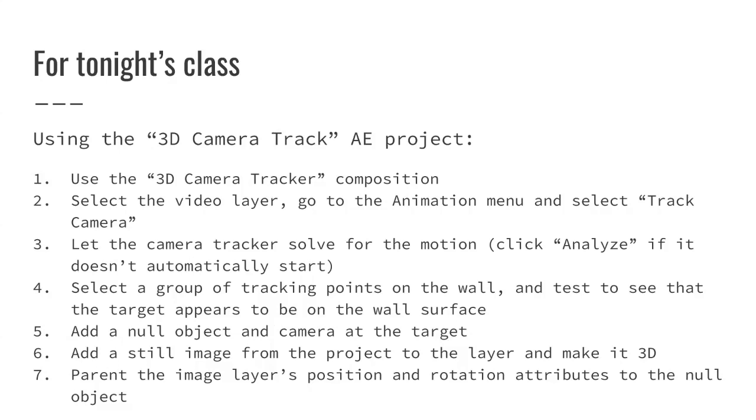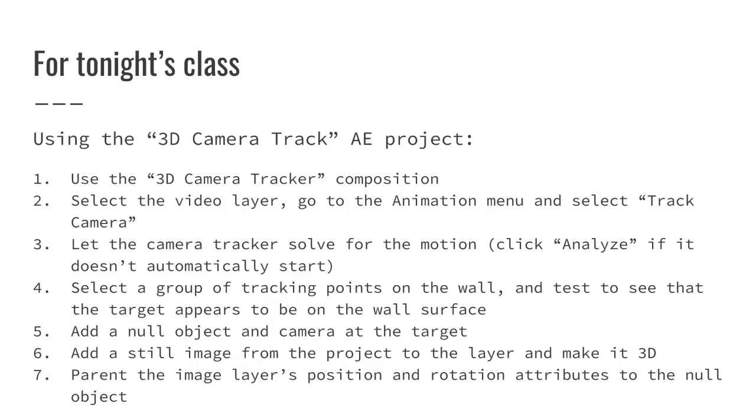Then the last part will be to use the 3D camera tracker comp in that project. You'll select the video layer, go to the Animation menu, choose Track Camera, and let the camera tracker solve for that motion. If it doesn't automatically start, you can click Analyze under the effects properties. You'll select a group of tracking points on the wall and test to see that the target that appears actually behaves like it is on the wall. You can click and drag that target around on the screen, and it should look like it recedes into the distance, or grows and comes off the screen in the foreground, but looks stuck to the wall. If you're successful, that's doable.